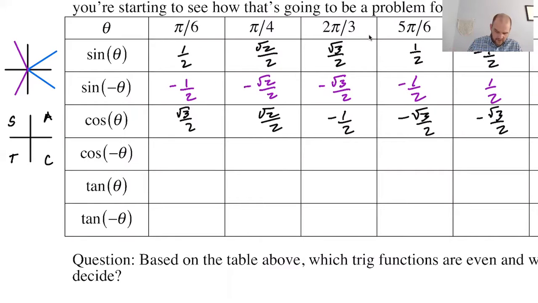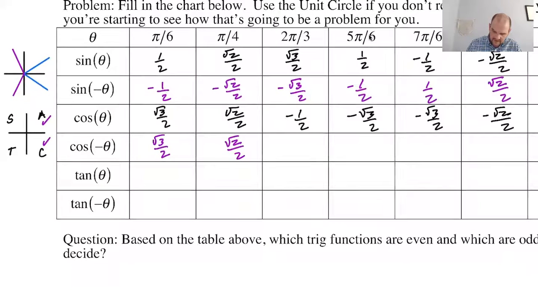pi over 6 is in quadrant 1 where everything is positive. Negative pi over 6 is quadrant 4 where cosine is positive. So the cosines of pi over 6 and negative pi over 6 should be the same. So pi over 4 is quadrant 1, goes to quadrant 4. Cosine is positive in both. 2 pi over 3 puts us in quadrant 2, but the negative of that puts us in quadrant 3, and cosine is negative in both of those. So this is actually going to be the same. And then 5 pi over 6 is the same story.